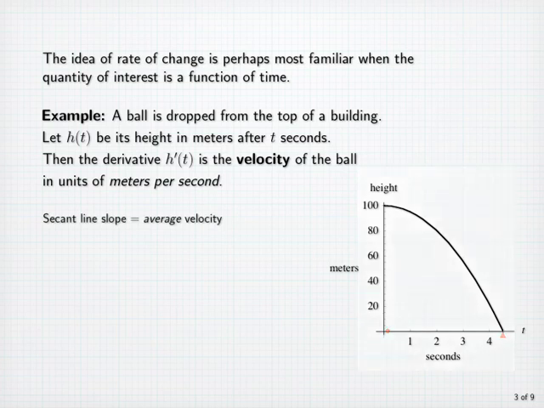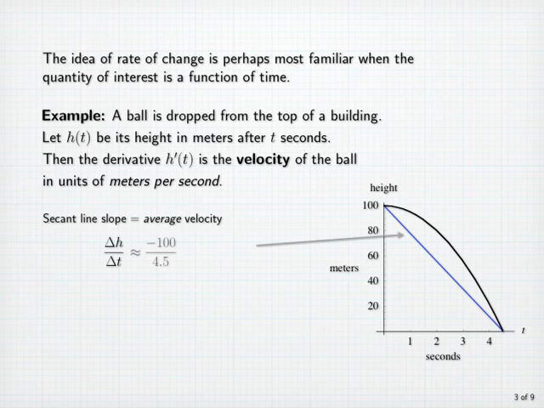Secant line slope here is average velocity. Now, for instance, the secant line extending from the initial point on the graph to the final point has slope delta h over delta t, in other words, change in height over change in time. The ball is dropped 100 meters, and the difference in the times is roughly 4.5, or in other words, there's a time interval here of about 4.5 seconds. And so the average rate of change turns out to be about negative 22 meters per second. It's negative because up is the positive direction for height and the ball is falling.